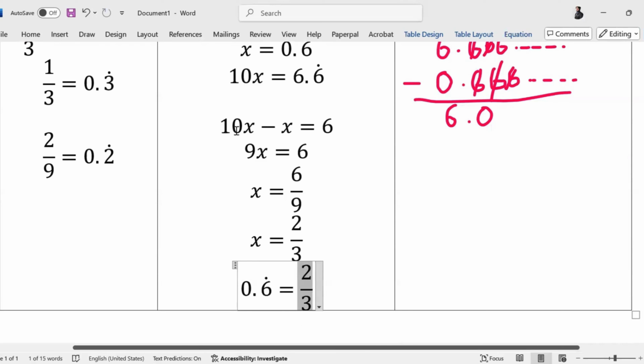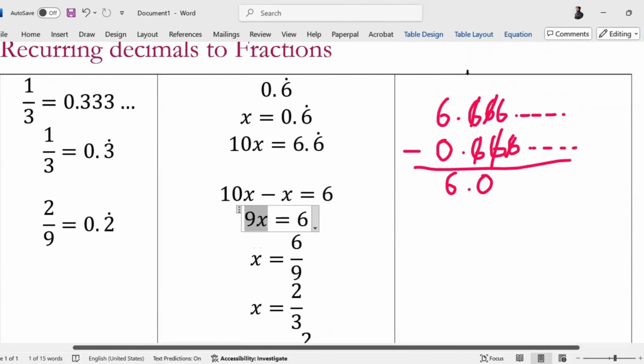Is 9x. Is that right? And 10x was this number, 6.666, minus x was this number. When I subtracted, I made sure all the recurring decimals cancelled out, and the value that I was left with is 6. Yes?